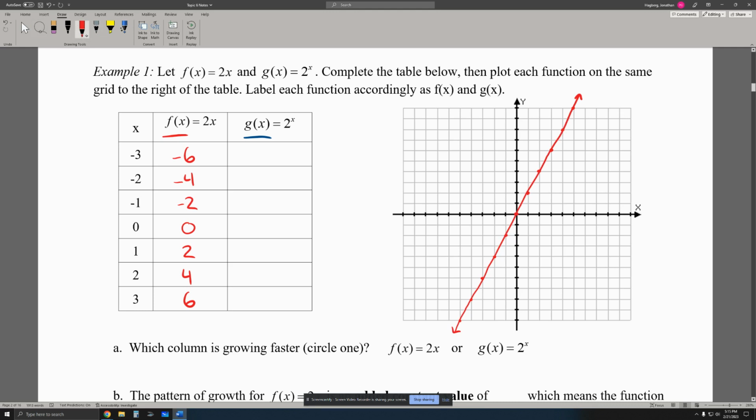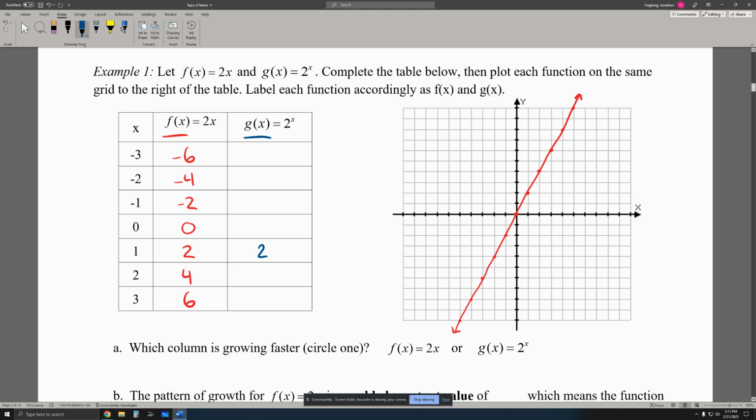Now for the function g of x, this is going to look a little bit different. Remember, this is raising 2 to a power. Let's start with x equals 1. What is 2 to the power of 1? Well, 2 to the power of 1 just means 2 by itself, multiplied by itself 1 time, or just 2.